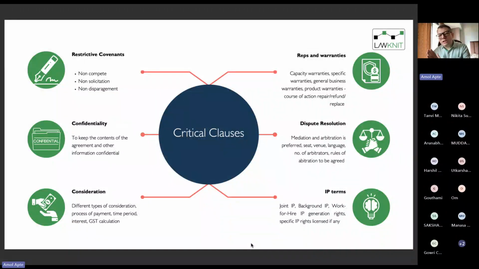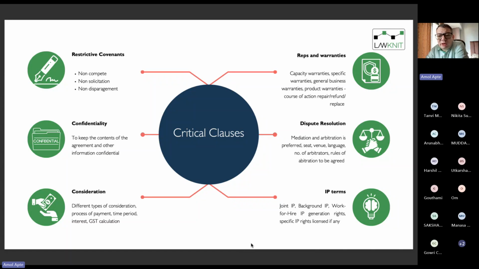Then there are reps and warranties. There are certain things that you represent to the other party as certain things being done. There are certain things that you tell the party that you'll make sure during the tenure of the contract that you'll follow. Those become your reps and warranties. So the capacity warranty, that I'm competent enough to enter into the contract. There are certain specific warranties, general business related warranties, product warranties, etc. Typically, these things will be attached, or the breaches of these things will be attached to your indemnity clauses. So when you breach these kind of clauses, you have to compensate the other party for the damage caused.